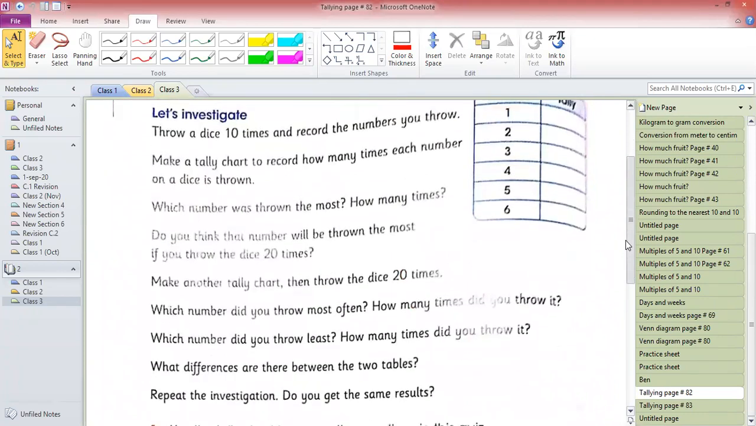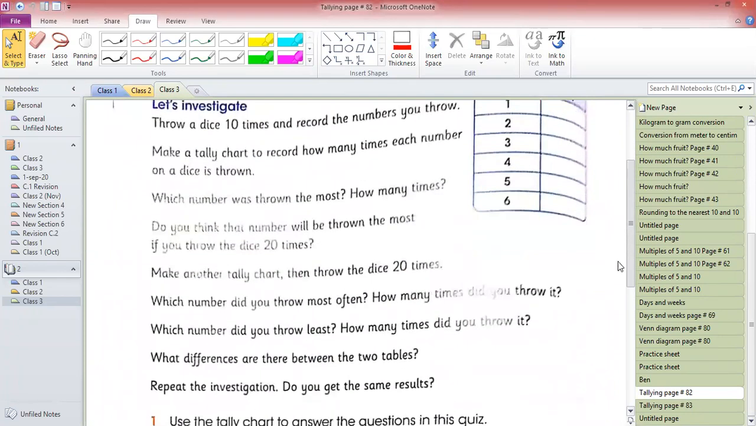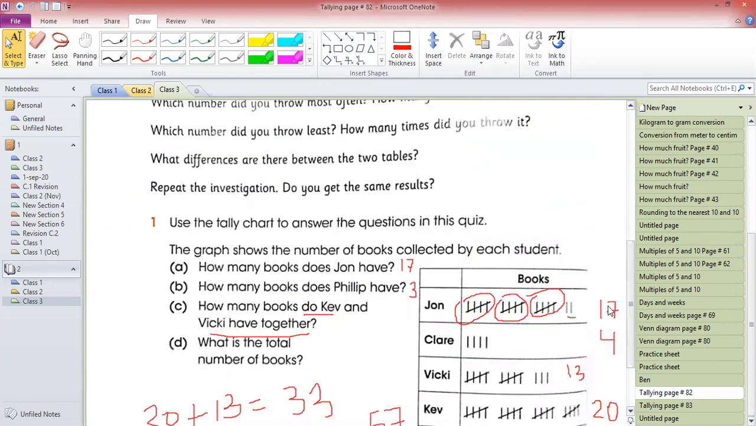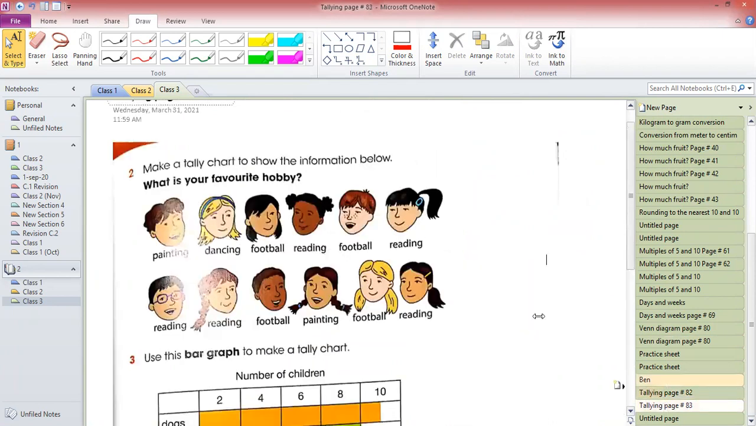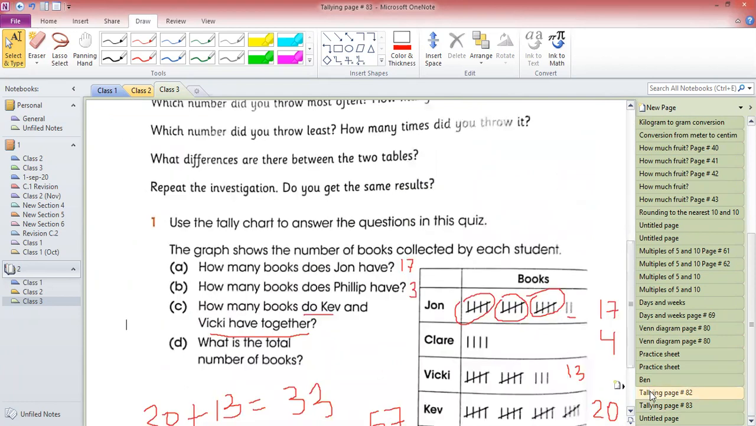We are studying about tallying, guys. You know about tallying. What is tallying? We use tallying for organizing the data. If the data is in an unorganized form and it is ungrouped data, like you can see on page number 83, painting, dancing, football, reading, like this. So for arranging the data, we use the tally method. It is very useful. Okay, so in question number 1, the tally chart is given and you are asked to answer the questions in this quiz.